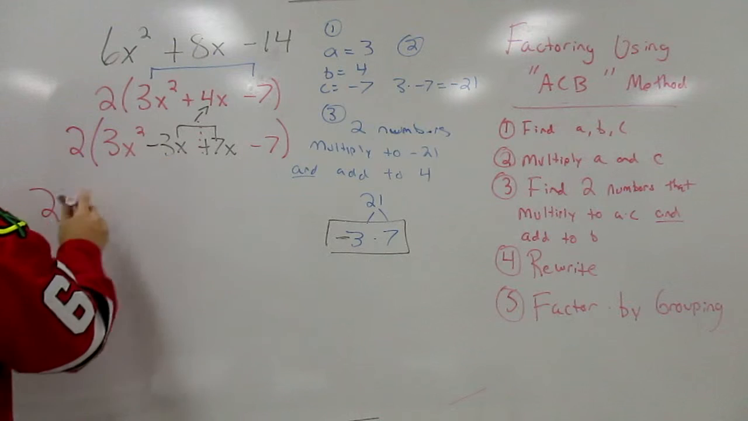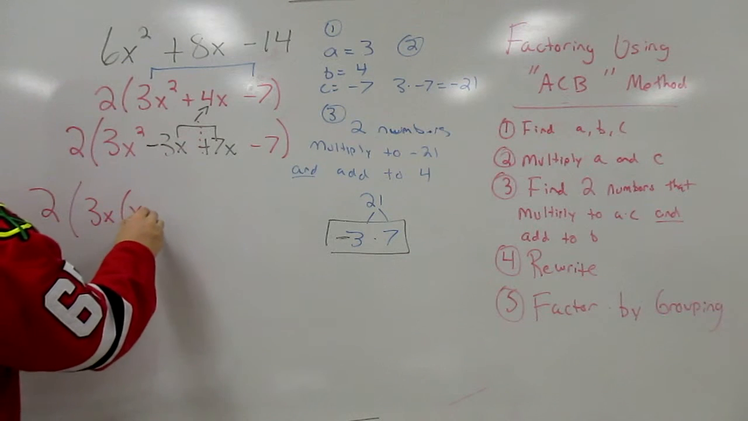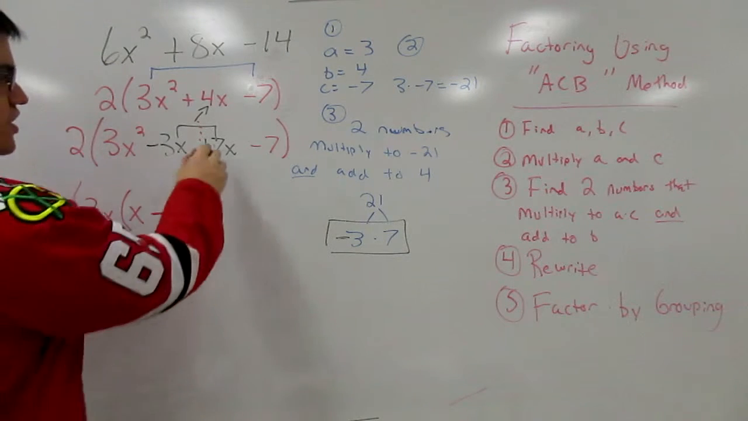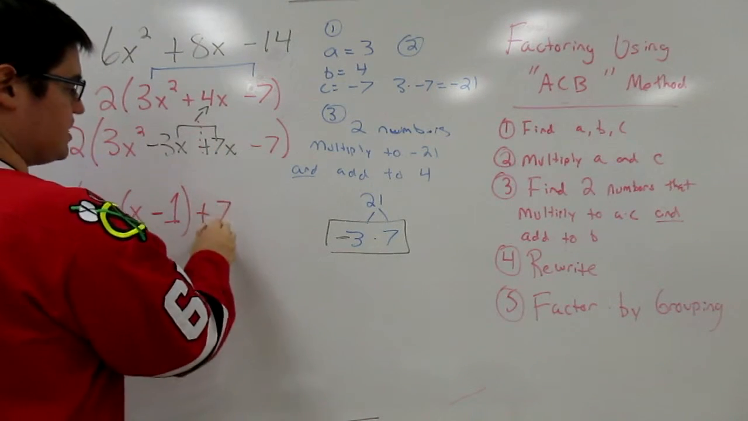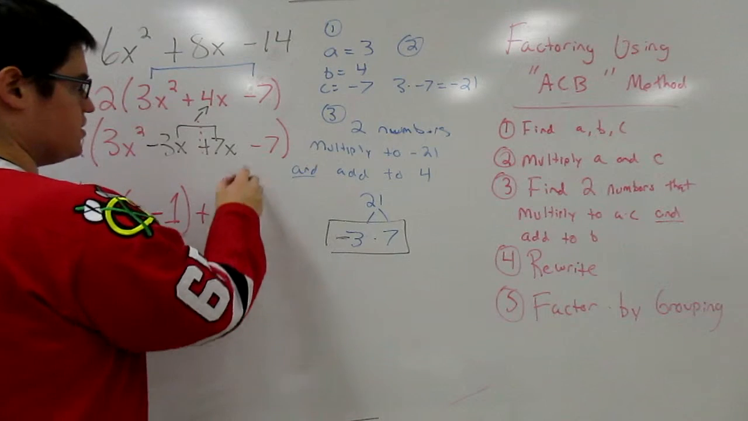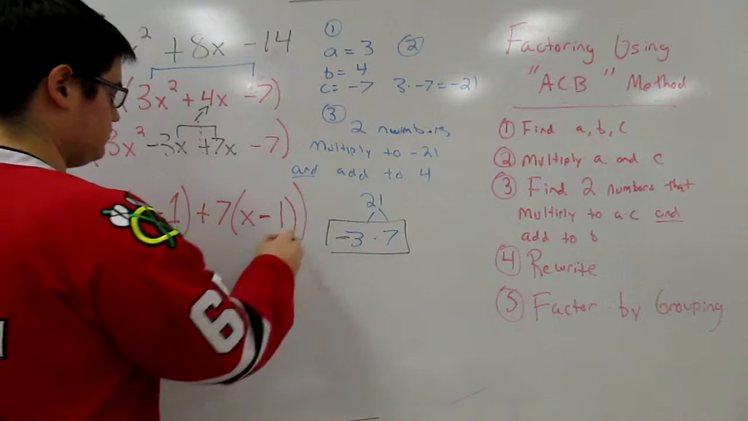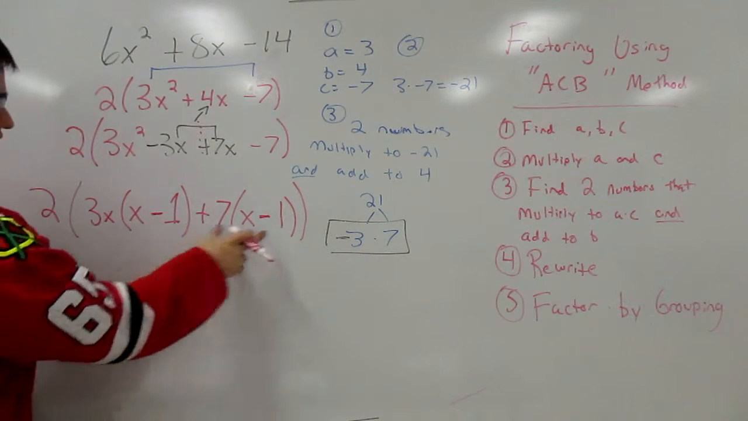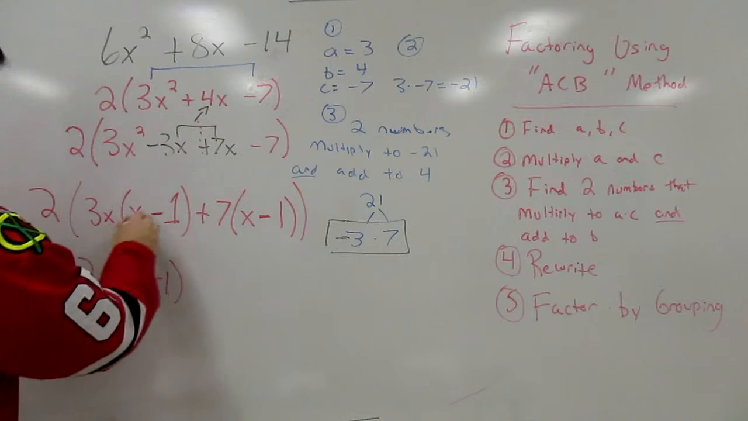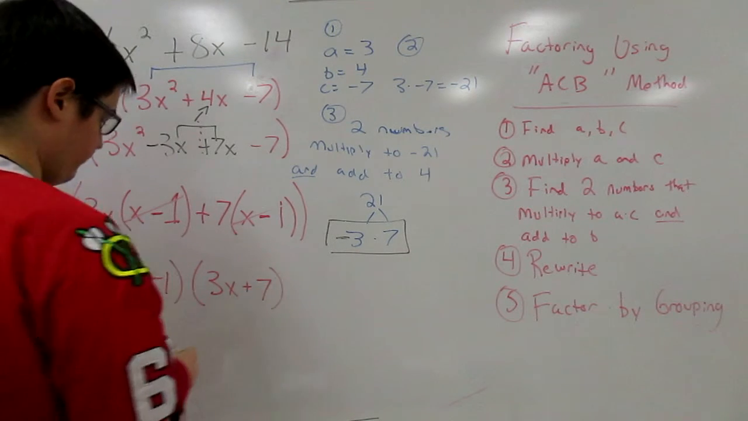Okay, greatest common factor between these two is a 3x. And we're left with x minus 1, since 3x divided by 3x is just 1. Greatest common factor between these two is a 7. It's not a negative 7 because this was positive. And then we're left with x minus 1, since 7 divided by 7 is 1. Factor again. They both have an x minus 1 in common. So 2 is just chilling. Take out an x minus 1. And then we're left with 3x plus 7. And here you go.